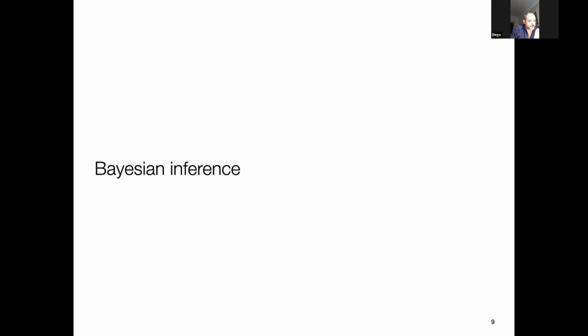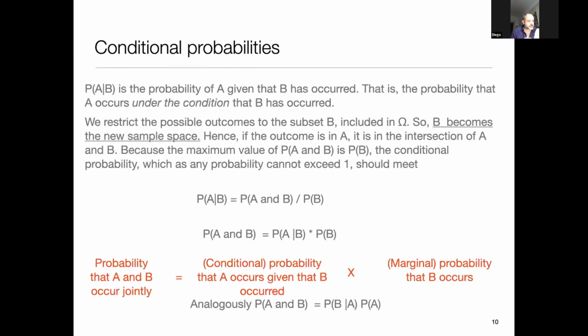Okay. So now we're going to go to Bayesian inference first, because that's, quote unquote, easier, and then we will deal with frequentist inference. To start with Bayesian inference, we should define the important concept of conditional probability in order to then introduce the Bayes theorem.